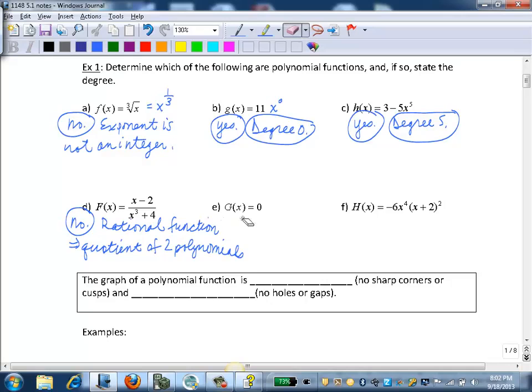Okay, part E, g of x equals 0. So again, this is a constant function, just that 0. It actually corresponds to the x-axis. So this is a special case. When it equals 0, this is a polynomial function. We actually call this the 0 function for obvious reasons. But there's no degree, because 0 times anything would give us 0. So we could have x to the 0 power. We could have x to the first power, x squared, x cubed. How would we know what the exponent is?